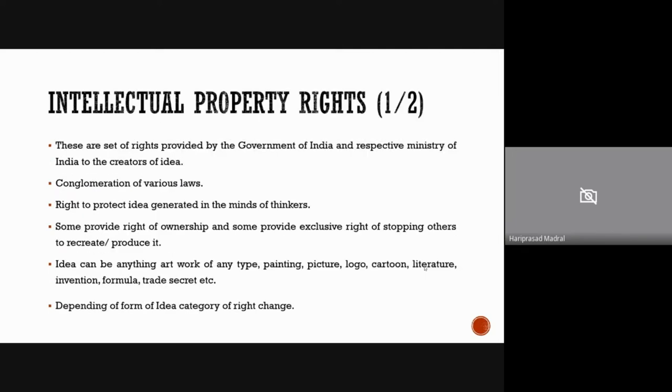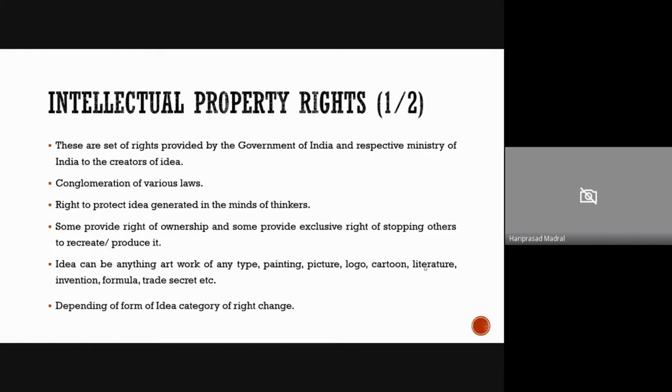So what are intellectual property rights? Whenever an idea is generated, it has to be protected. Each country has its own set of laws in order to protect such ideas. So intellectual property rights are basically a conglomeration of various laws. The ideas or intellectual property generated in the form of novels, pictures, artwork, technical inventions, or in the form of a formula, a composition or a process, all these types of ideas are protected and covered by these property rights.